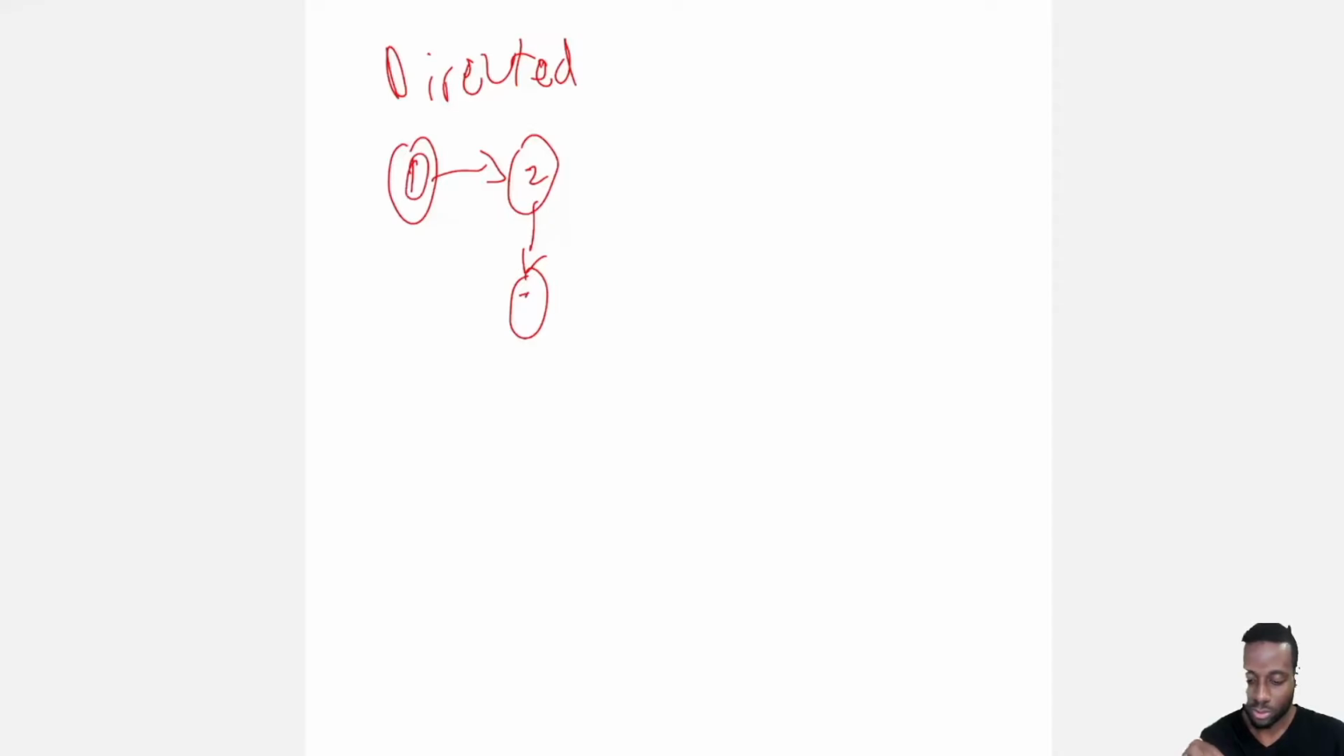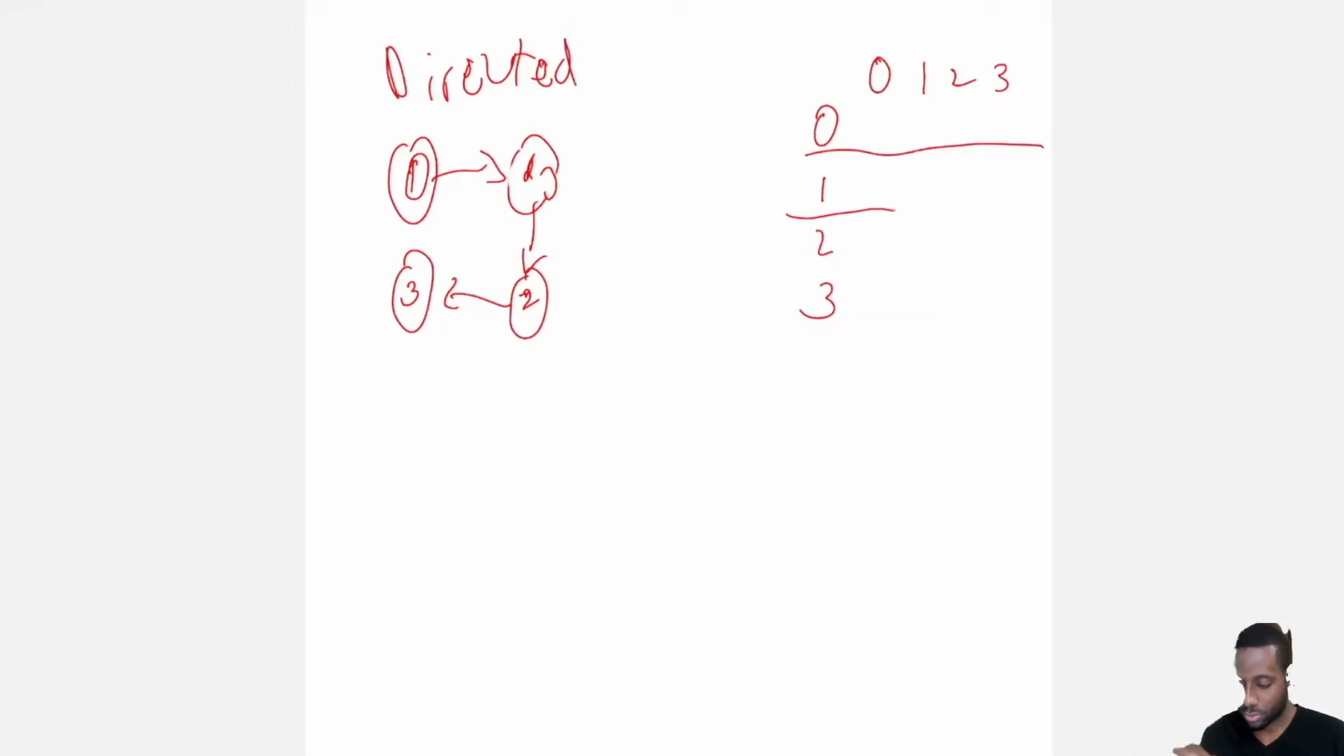So I'm just going to draw 0, 1, 2, 3, and then we do the same thing. I'm going to start drawing out the matrix. So pretty much we have 0, 1, 2, 3, 0, 1, 2, 3, and then yeah. I'll just do it.